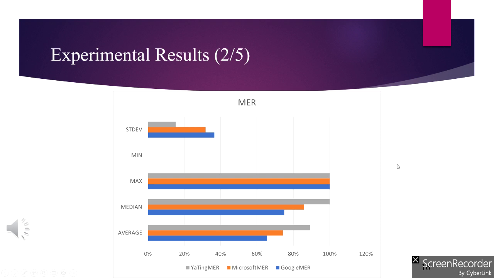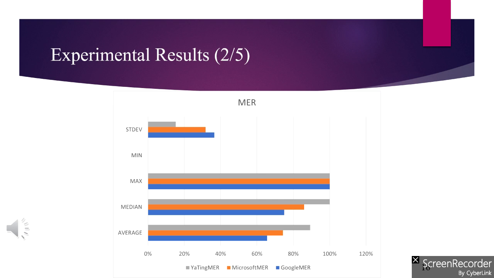The median MER of Google is 75%, Microsoft is 86%, and Yating is 100%. The median order is Google, Microsoft, and Yating. The maximum and minimum values of the 3 speech models are all 100% and 0%, respectively.